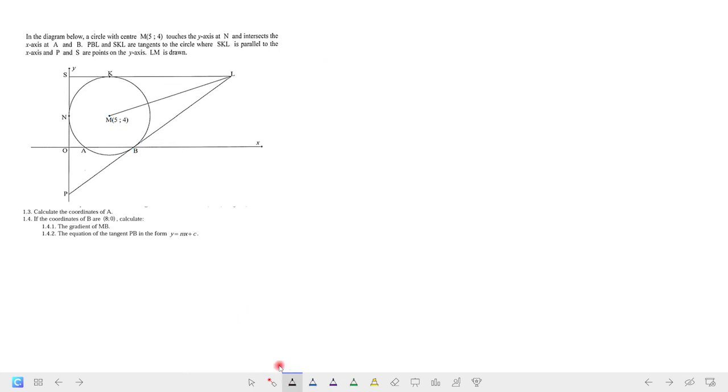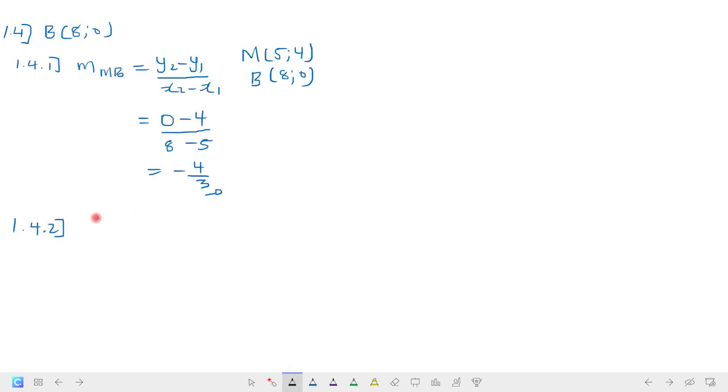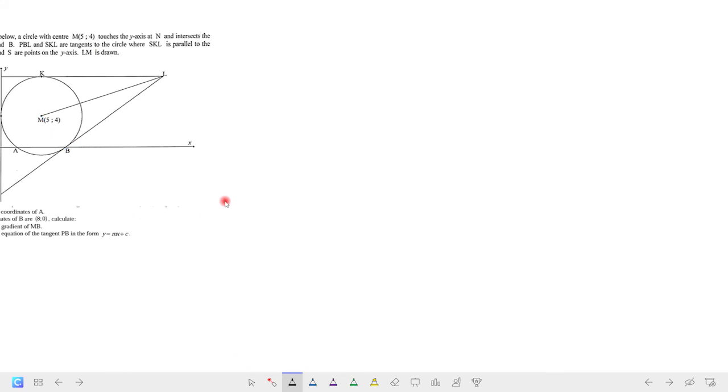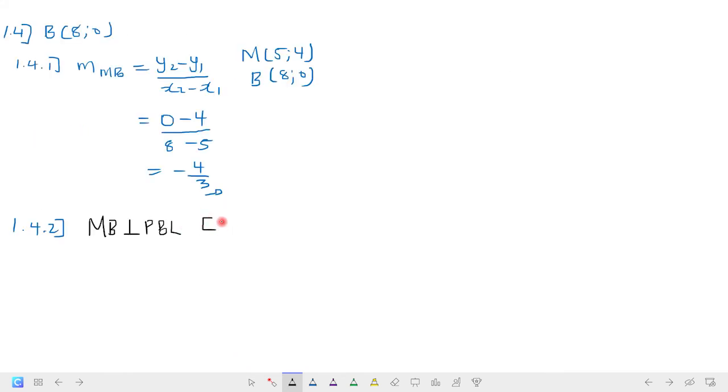So we're first going to say MB is perpendicular to PBL, and the reason for that is radius perpendicular to a tangent. Because of that, the gradient of PB is going to be the negative reciprocal of the gradient of MB, which means it's going to be 3 over 4.